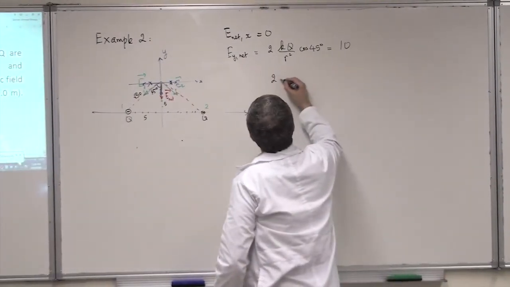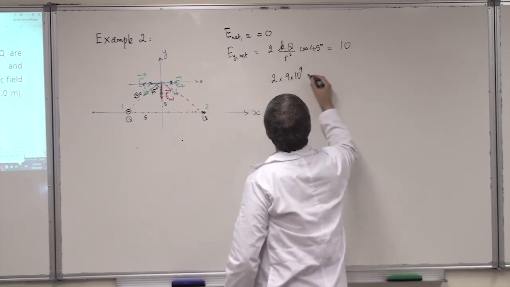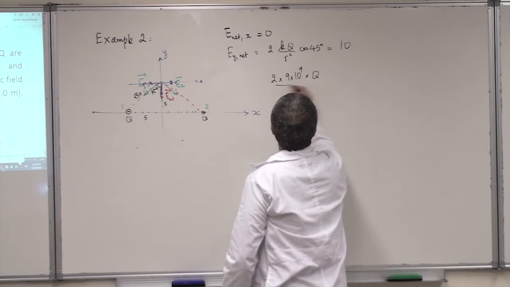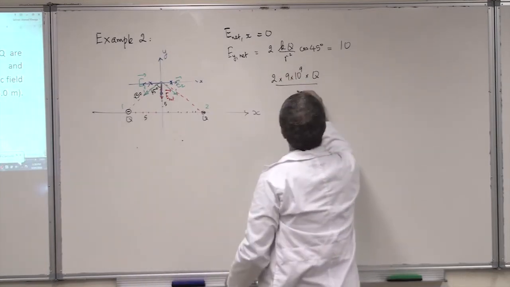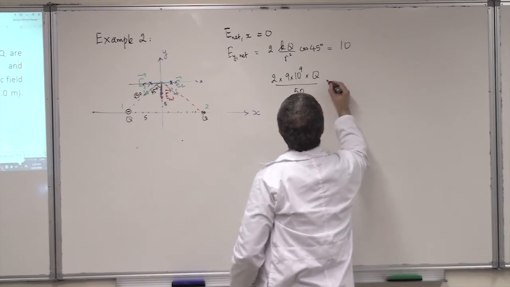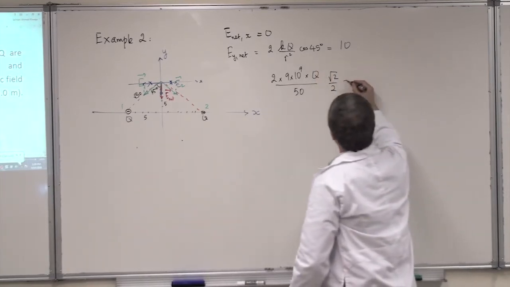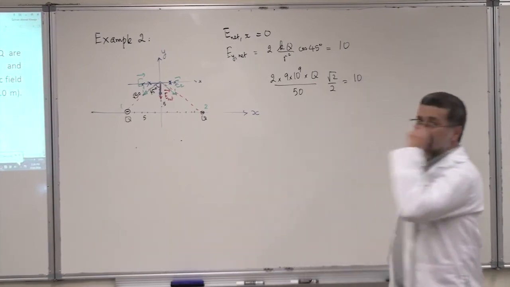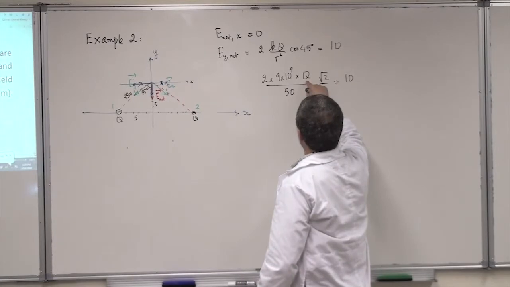So 2 times 9 times 10 to the power 9, that's the Coulomb constant, times q, which is unknown, divided by r squared, the square root of 50 squared, which means 50 here, times square root of 2 over 2, that's the cosine of 45, equal to 10. The unknown in this equation here is the charge q.